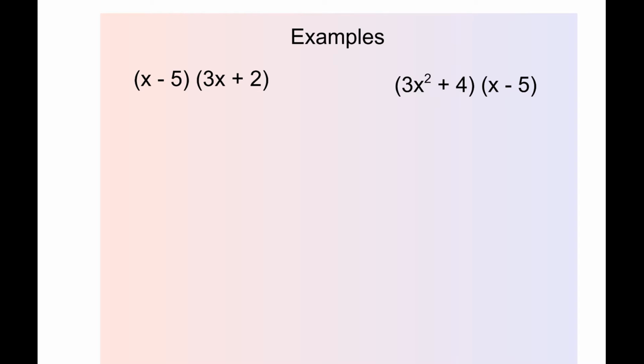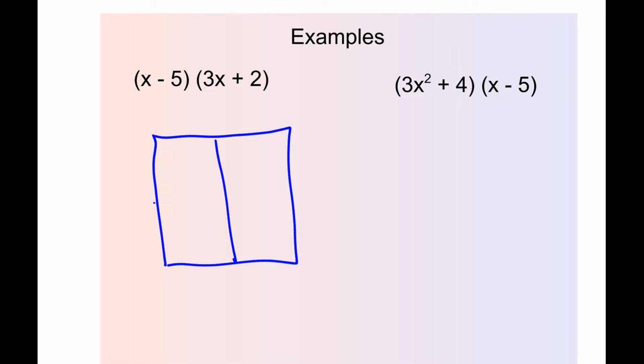So here are two examples. I'm going to solve one using the box method. I'm going to solve one using the FOIL method so that you can see both of them worked out. For this first one, I'll go ahead and use the box method. So I'm going to set it up. First binomial I'm going to put over here, so x minus 5, so x and a negative 5. The second one is 3x plus 2.